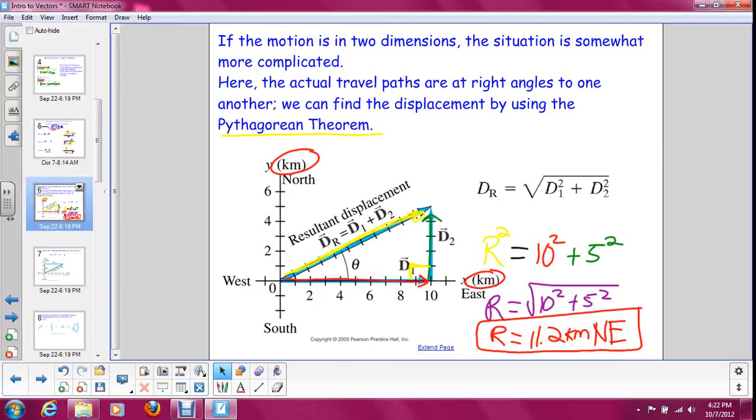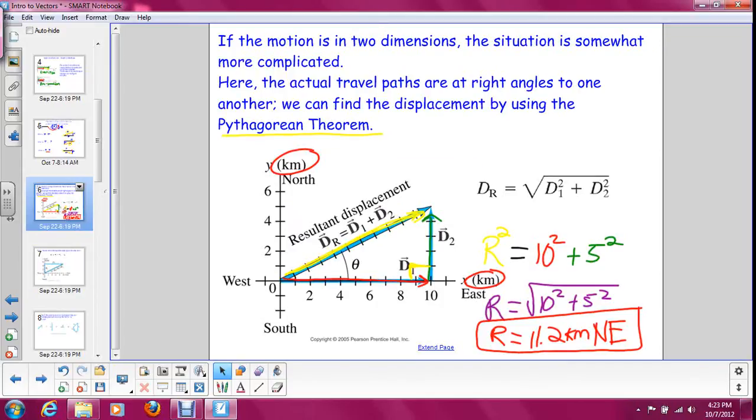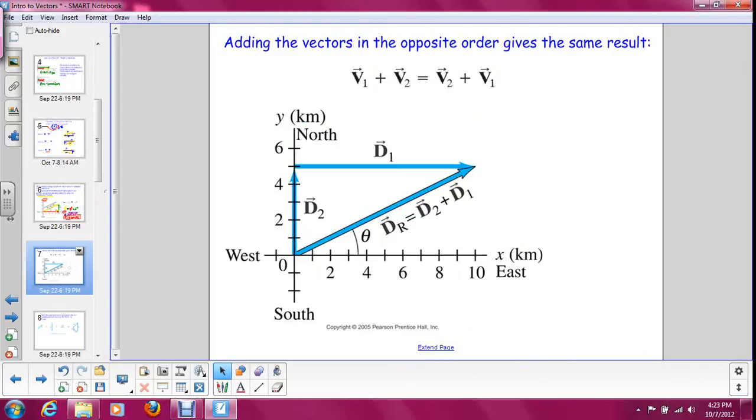So always remember to indicate the direction by either putting a coordinate like north, south, east, or west, by labeling it left or right, or most likely by labeling it positive or negative. And just a heads up, it turns out if we add these vectors in the opposite order, so instead of adding x plus y, we add y plus x, we get the same exact result.